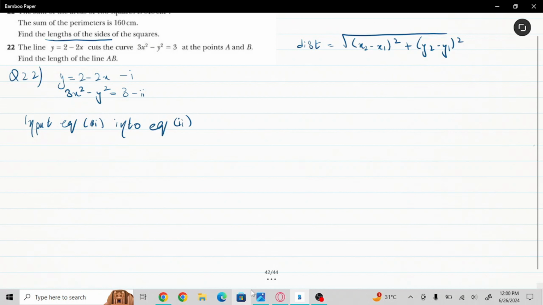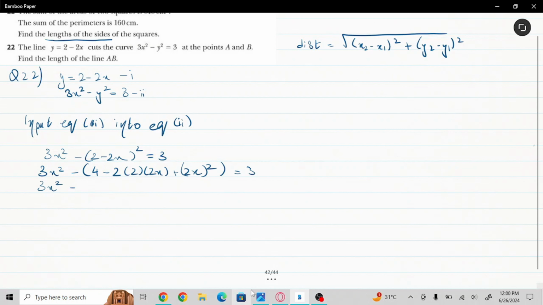So we are going to get 3x squared minus (2 minus 2x) whole squared. Let me check it. Yes, is equal to 3. So that's going to give us 3x squared minus, and in the bracket we are going to open this up: a squared meaning 4, minus 2 multiplied by a multiplied by b, plus b whole squared meaning (2x) whole squared, is equal to 3.